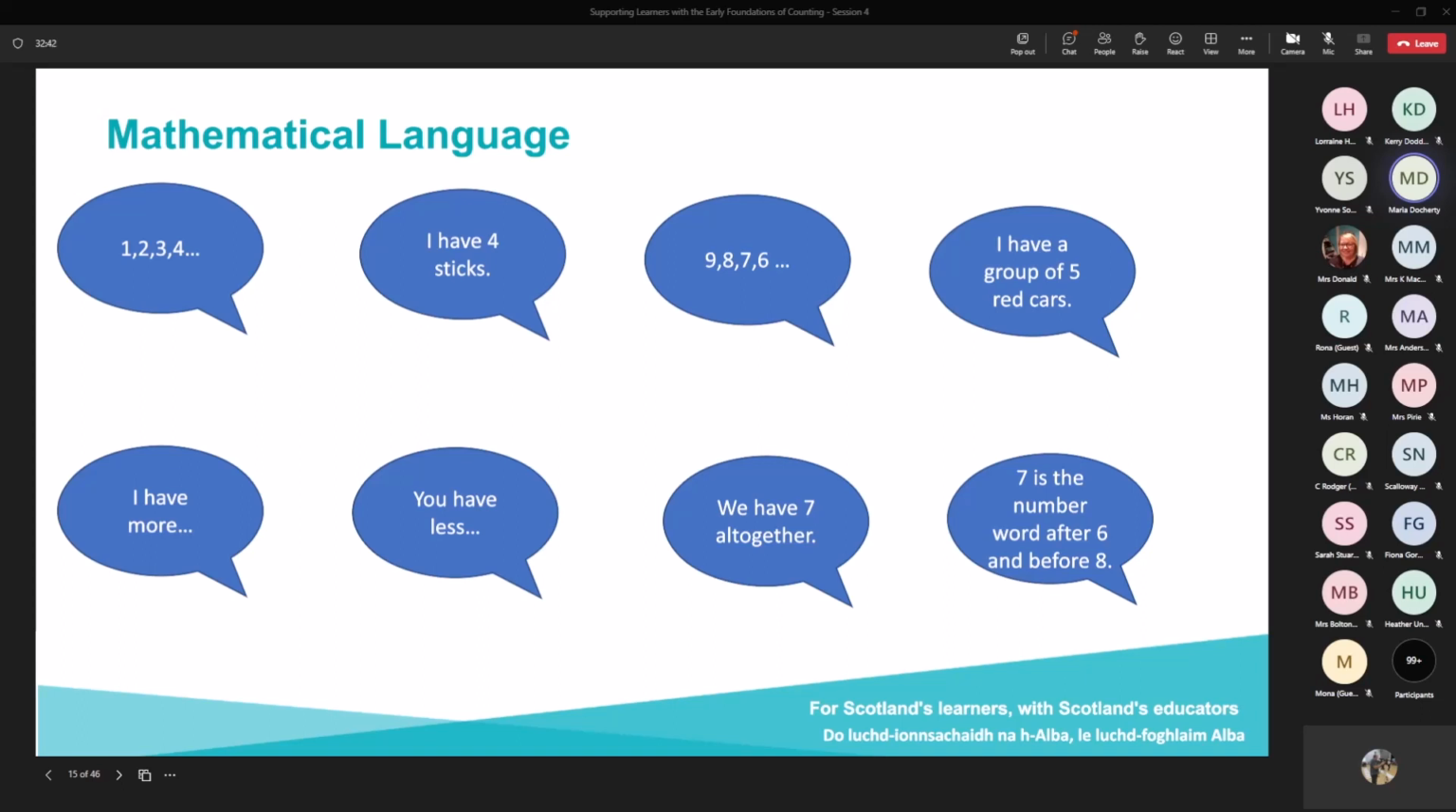So I hope that's given you a bit of an overview of counting and the mathematically rich learning that can come from it. I'm going to pass back to Yvonne just now and we're going to talk a wee bit more about counting collections in more detail.